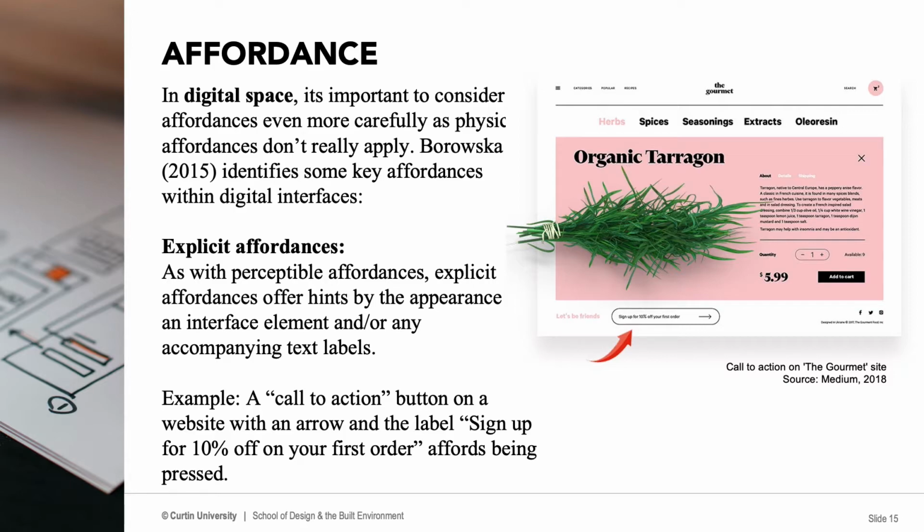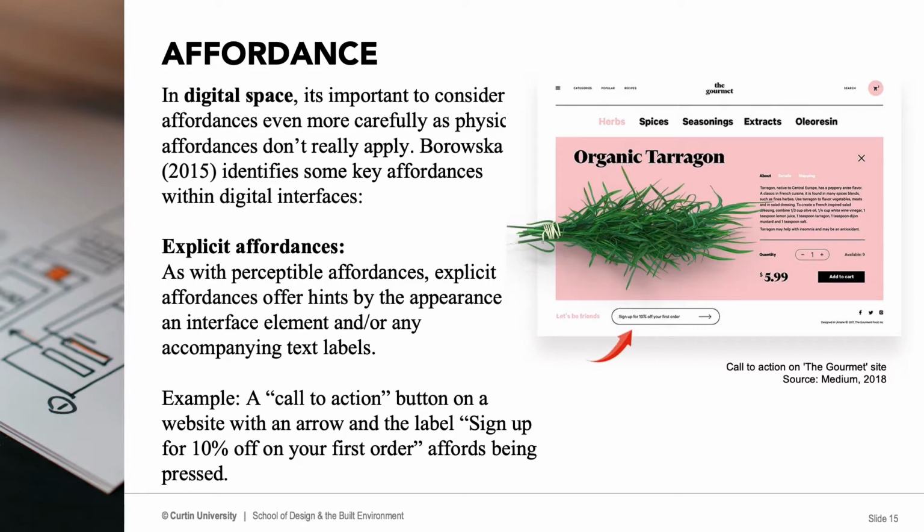So the first one is essentially the digital version of perceptible affordances. But because you can't really call them perceptible, because they're not necessarily tangible things, they're called explicit affordances in these cases. Explicit affordances offer hints by the appearance of an interface element and or any accompanying text labels.